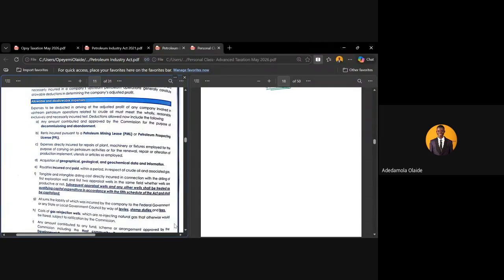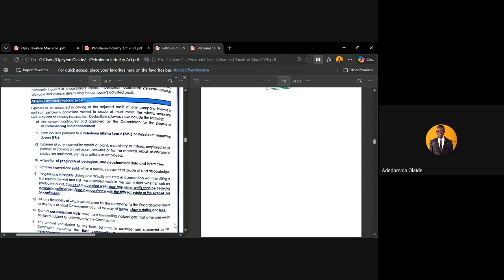Any tangible and intangible drilling costs that is directly incurred in connection with the drilling of first exploration well and first two appraisal well in the same field, whether the wells are productive or not, will be allowable. What do we mean by this?